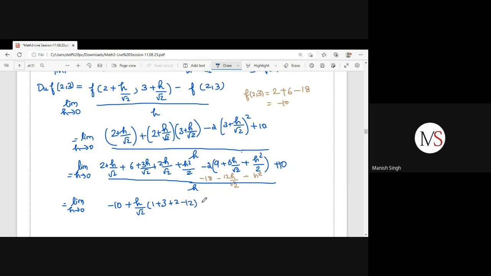Madam, did you factor plus 10? Yeah, the last digit. Yeah, the minus and plus 10 can cancel out. Minus 18, minus 12h by root 2, minus h squared, plus 10.